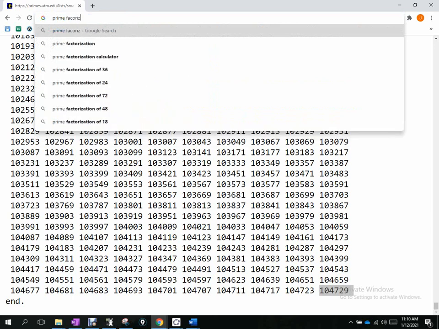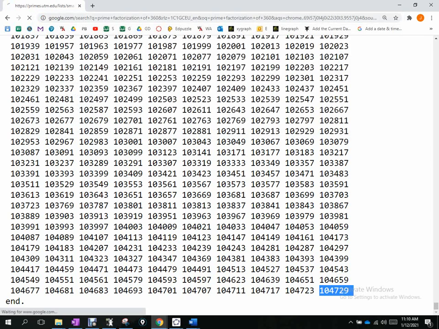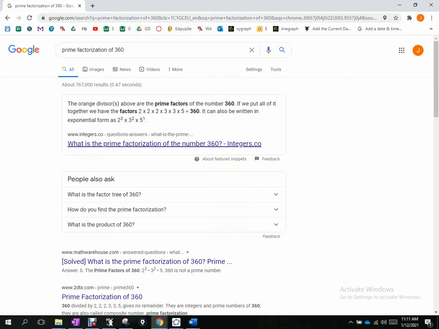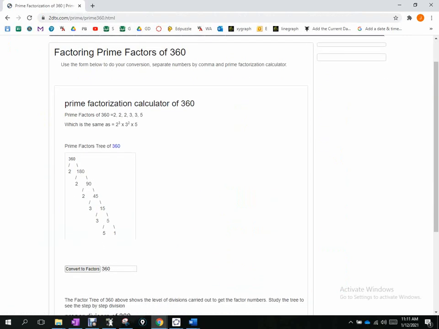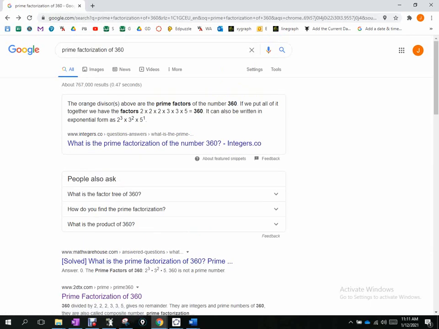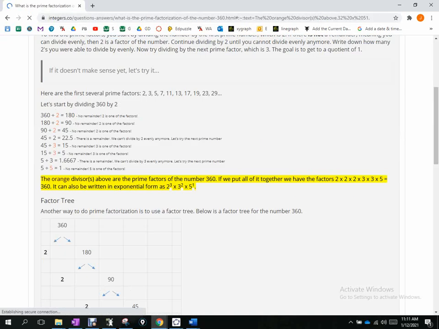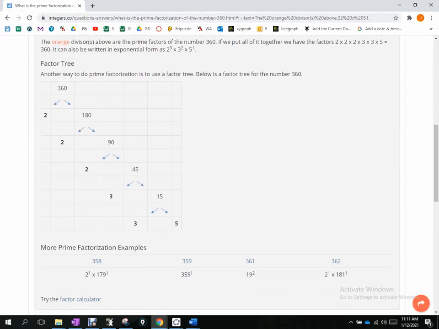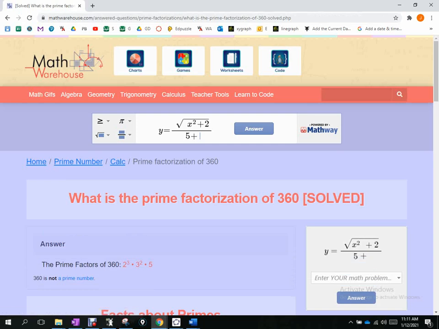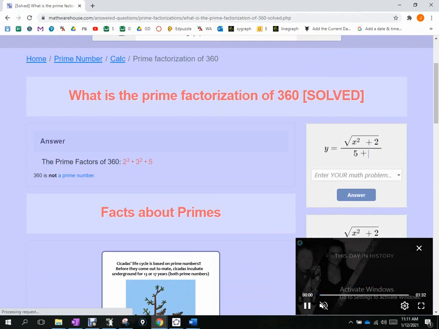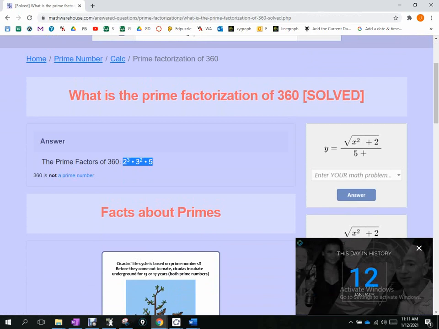I'll just type in prime factorization of, let's say I type in 360. There are sites here that will tell me that prime factorization. They'll give me that factor tree. Yeah, it gives me that factor tree again. This is the one I was looking for. This site gives it to me written that way.